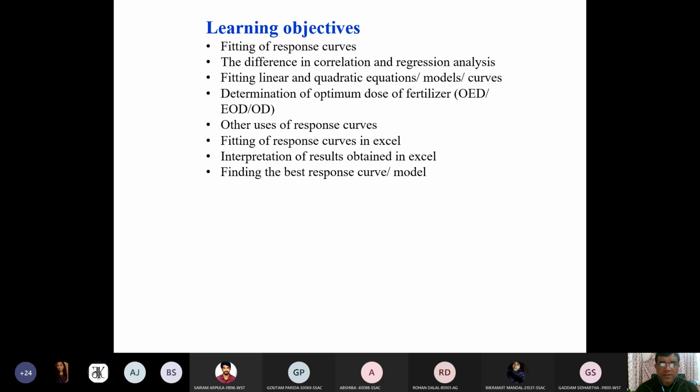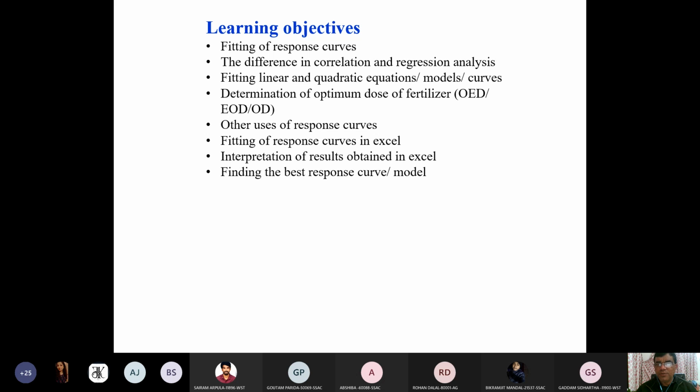So overall, what we are going to learn out of this lecture is fitting of response curve. How to fit a response curve? What do we mean by response curve? Then the difference between correlation and regression analysis. After that, we will see fitting of linear and quadratic equations. These equations are also called models. These days, there is a trend to call equations models.